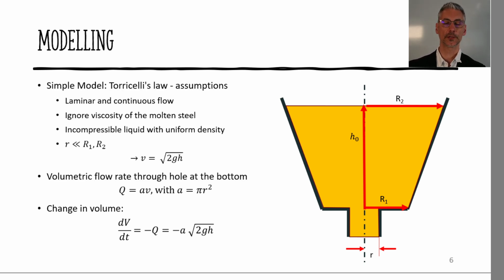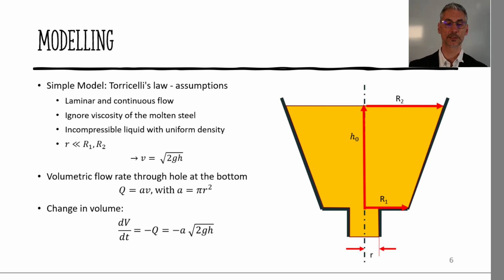So how do we model this? We make a few assumptions and we take a simple model, Torricelli's law. From an engineering and physics point of view, that means that we assume laminar and continuous flow. We also ignore the viscosity of the molten steel, and of course we assume that the liquid is incompressible and has uniform density. Furthermore, we assume that the radius of the outlet is far smaller than R1 and R2, but you can see later on that this is easily fulfilled.